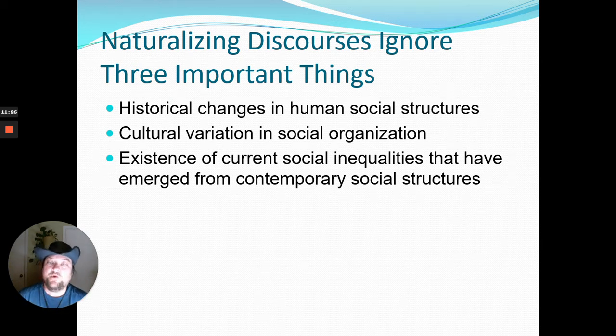So, what are the problems with these naturalizing discourses other than what I said? Well, this is tied into what I said. They ignore three important things, and the authors point this out and elaborate on it, so I suggest that you read those two paragraphs. They ignore historical changes in human social structures, okay? People will say things like, oh, the nuclear family and monogamous marriage and heterosexual marriage and the respective roles of women and men and rich and poor, it's always been this way since the beginning of time.